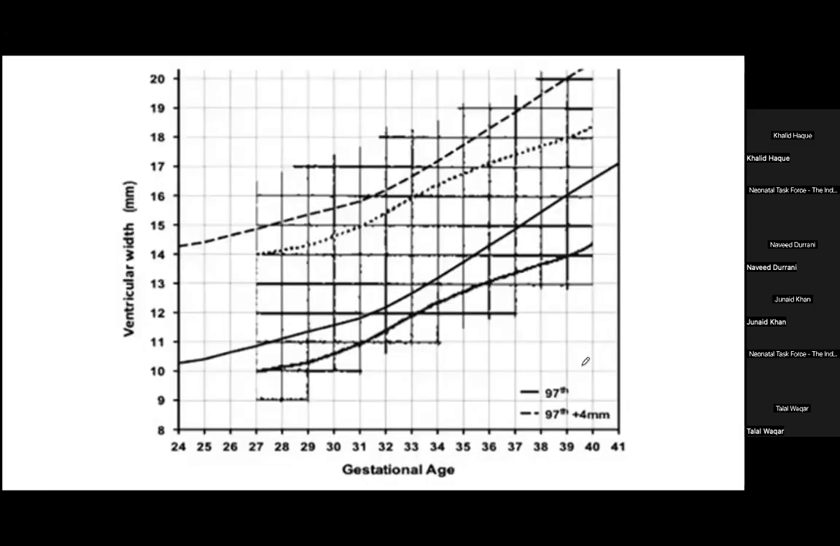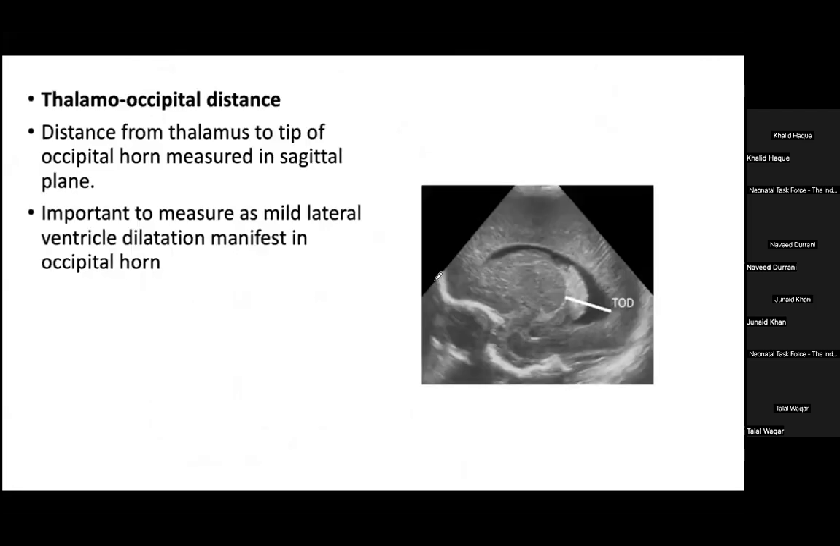So once you have taken this ventricular index, there are certain graphs in which you will plot, in which the horizontal line represents the gestational age, and the vertical line is the ventricular width. Wherever it points, it will be at your centile for that width. Sometimes we also measure the thalamo-occipital distance, which is the distance from the thalamus to the tip of the occipital horn. And this is also measured.